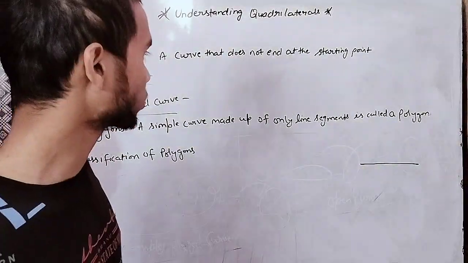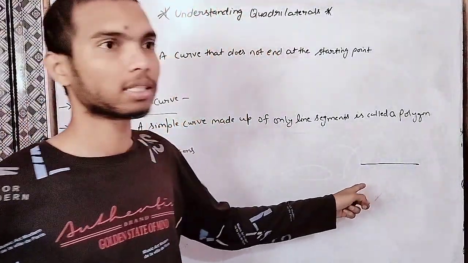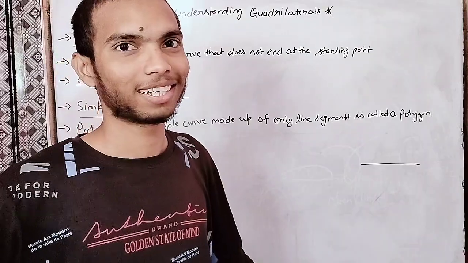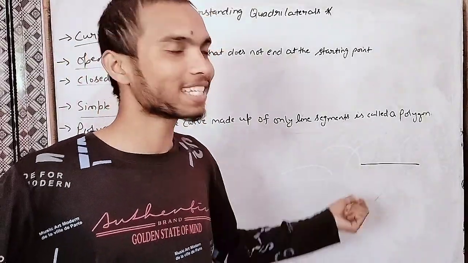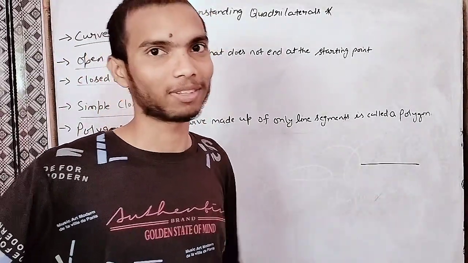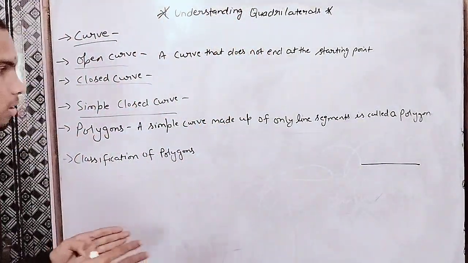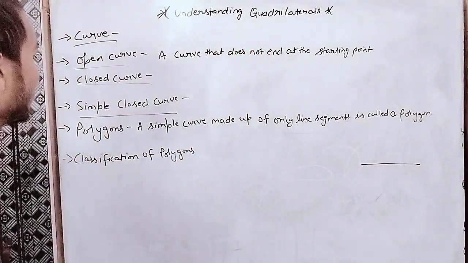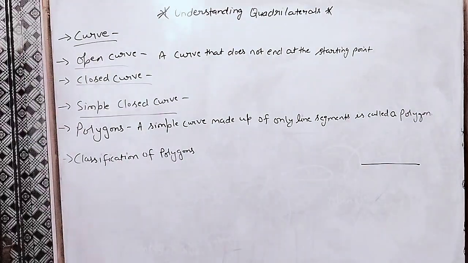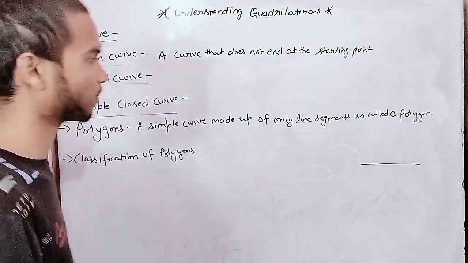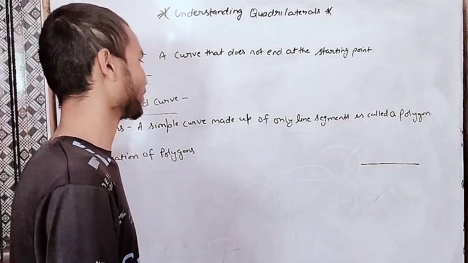And you will be shocked to know that this is also a curve. This is also a curve, but this is open, a simple open curve. With the help of line segments, let's make a polygon.